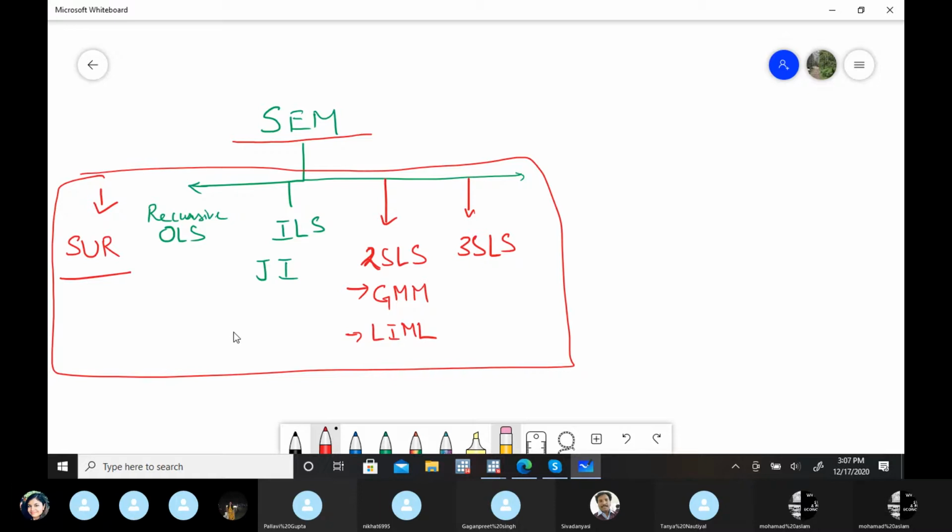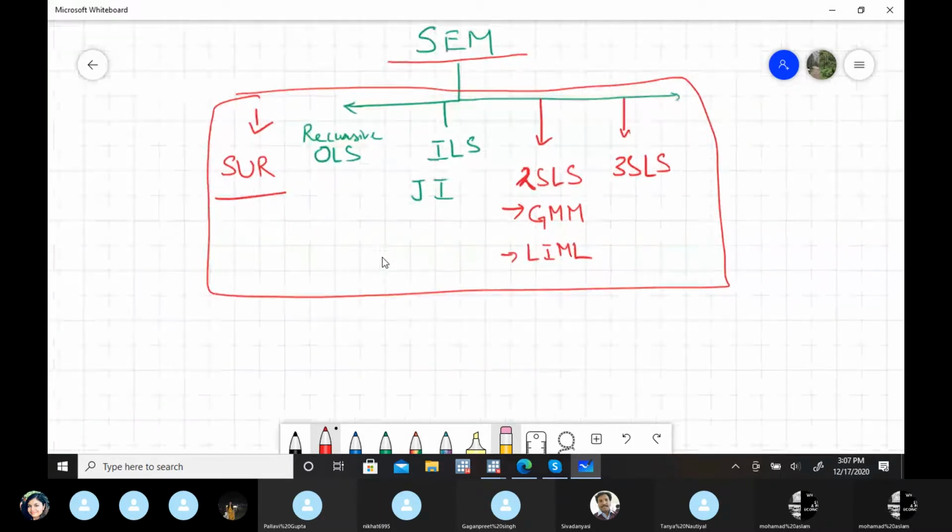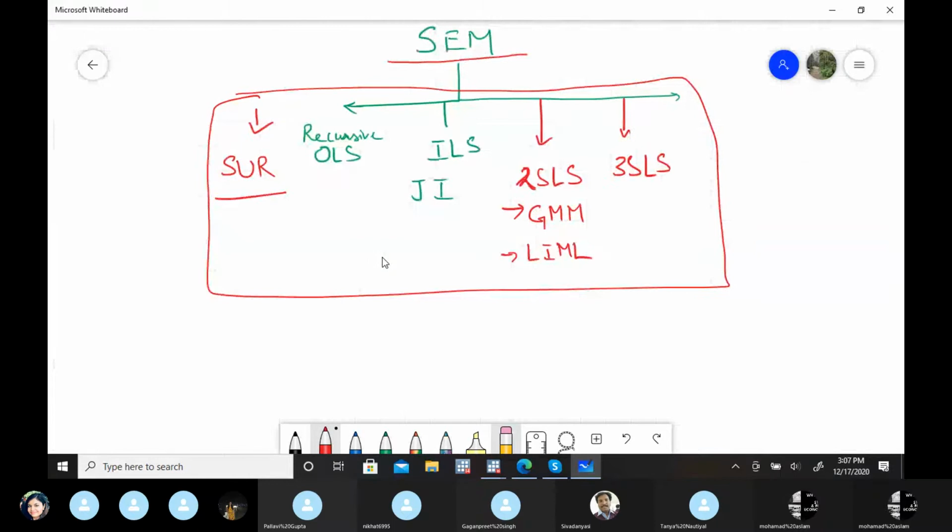Due to time constraints, it's not possible for me to take all of these in this particular workshop. Maybe next time. I'm just taking the more popular methods, which are more in use. But you will get some idea about all these models once you get the idea about the structural equation models. Now, why these different models in structural equations and simultaneous equation methods?